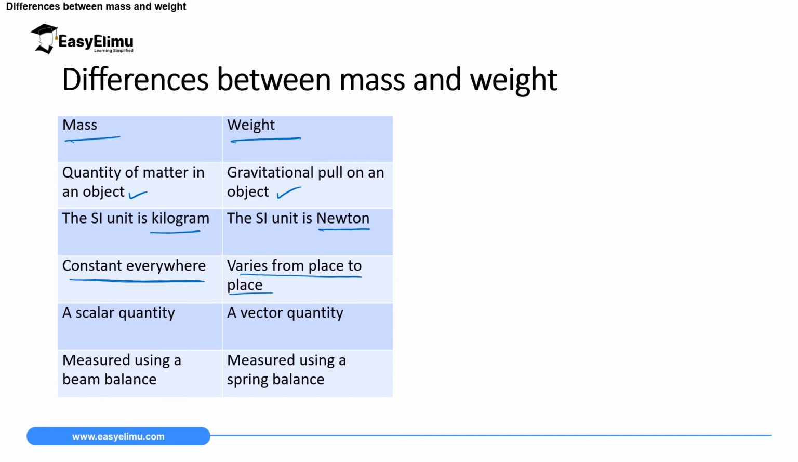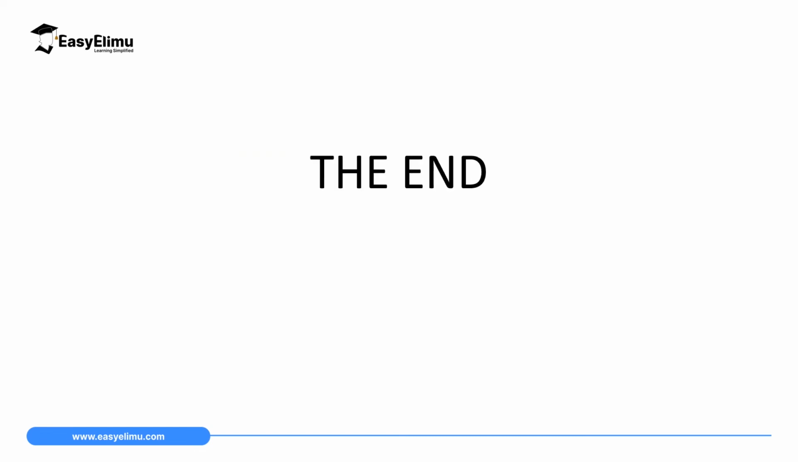Then mass is a scalar quantity. We are going to see scalar quantities. It only has magnitude, but weight is a vector quantity. Vector quantities have both magnitude and direction. Then the last one is that mass is measured using a beam balance, while weight is measured using a spring balance. Now that is the end of our lesson.